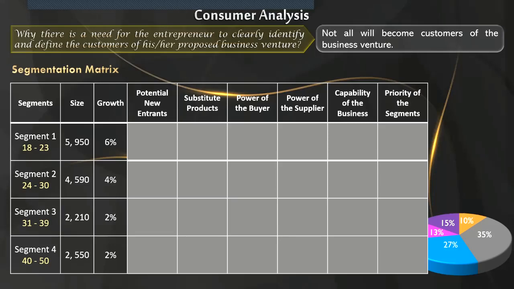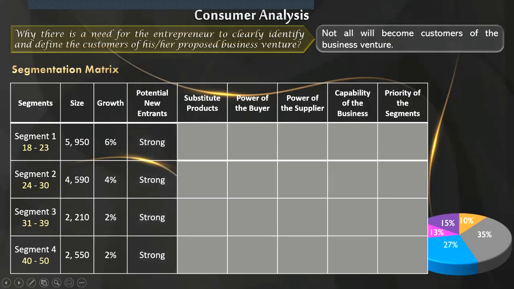Next column is the potential new entrants. These are your new competitors. What is the chance that someone will put up a new business, which is a bake shop or food business, in that certain location in Cebu City?